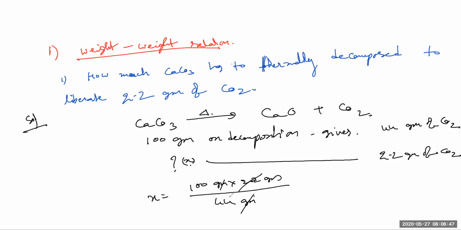It is 5 grams. So 5 grams of calcium carbonate is required to get 2.2 grams of carbon dioxide. That is the conclusion. Understood this model question?